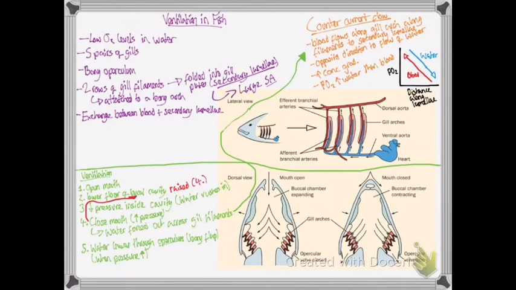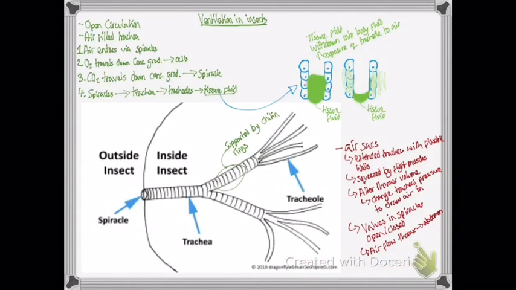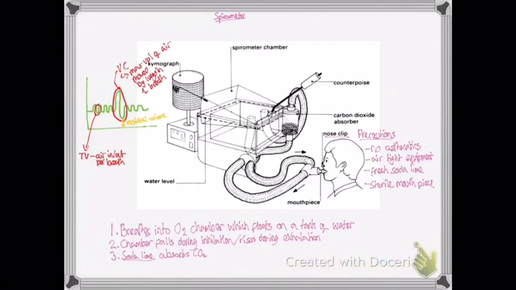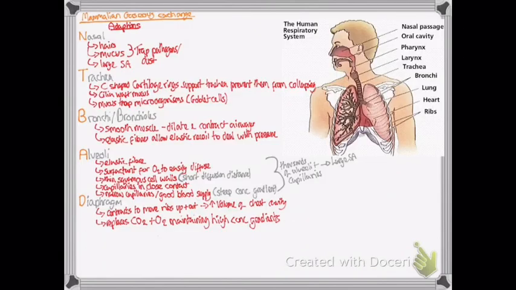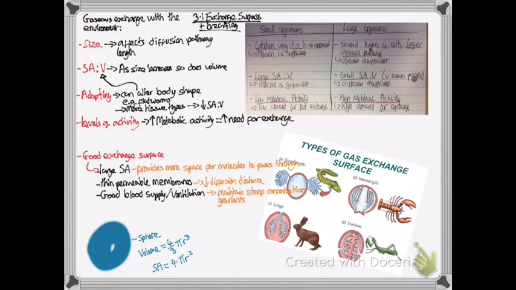So today we're going to be looking at the whole of 3.1, including ventilation in fish, ventilation in insects, spirometers, the mammalian gaseous exchange system, but first of all we're just going to look overall at what makes a good exchange system. Right, so first of all, exchange surfaces and breathing.